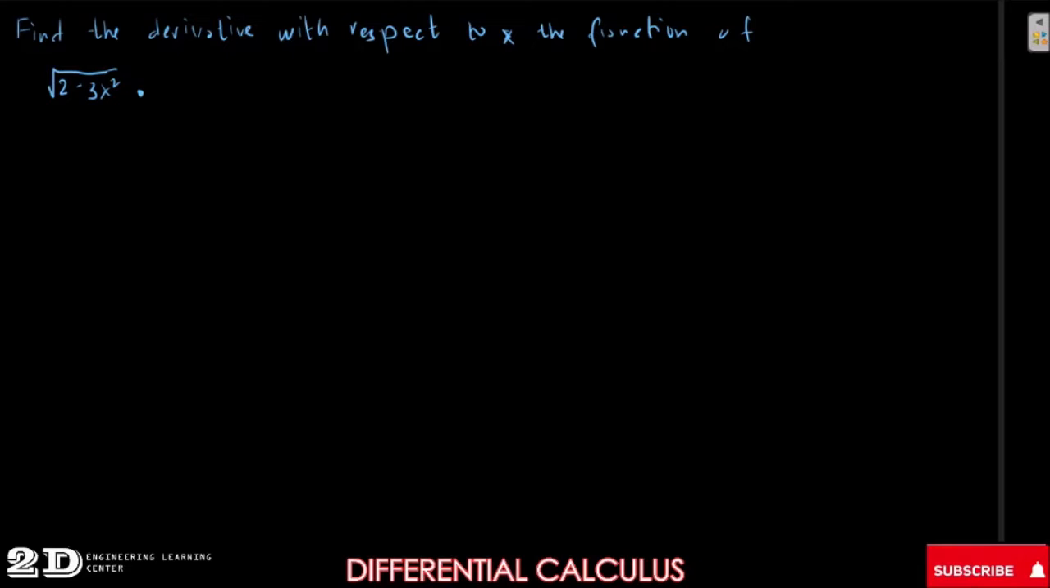Okay, so now we will have examples on getting the derivative of certain functions. So we have here the first example. Find the derivative with respect to x of the function square root of 2 minus 3x squared. Okay, so we just have our solution here.